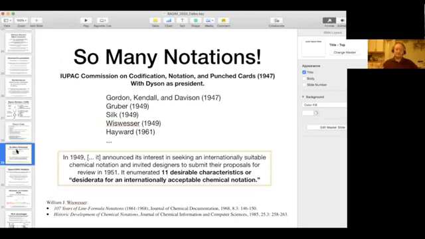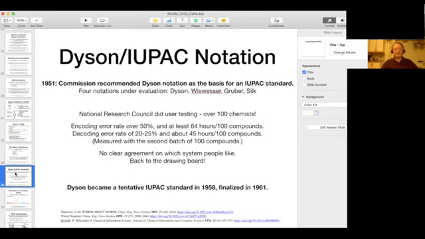They made a call out to get people to submit their own notations. Dyson was president, so the call out lists 11 desirable characteristics. That's Dyson as president doing the same thing he did when he developed the Dyson notation. In 51, they made a push out saying, here are the 4 we're going to look at. The National Research Council did user testing and found a high error rate, and no one knew which one they liked best. So they went back to the drawing board and worked at it some more.